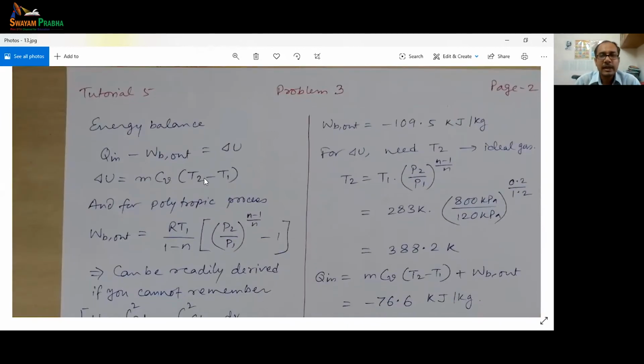So now the energy balance equation, if we look at, that will be Q, the heat input, minus the boundary work out, because the piston can move so boundary work can go out, equal to the change in internal energy. That's the statement of the first law, straightforwardly used. Q in minus W boundary out equal to delta U.